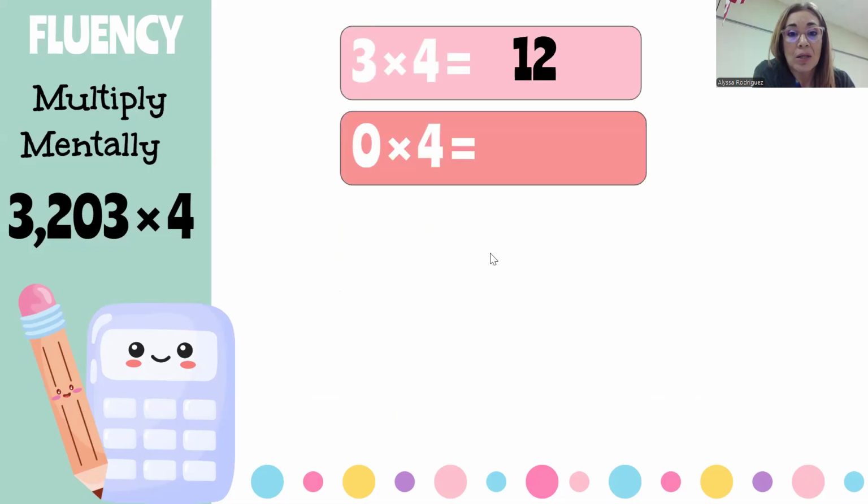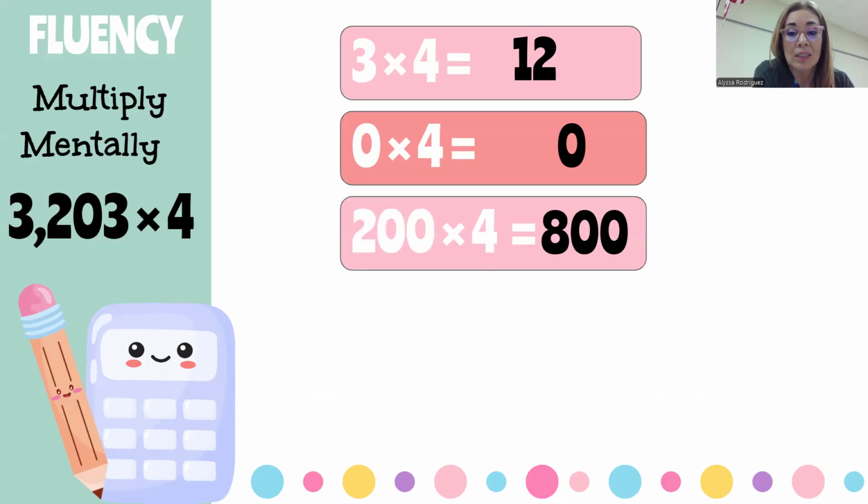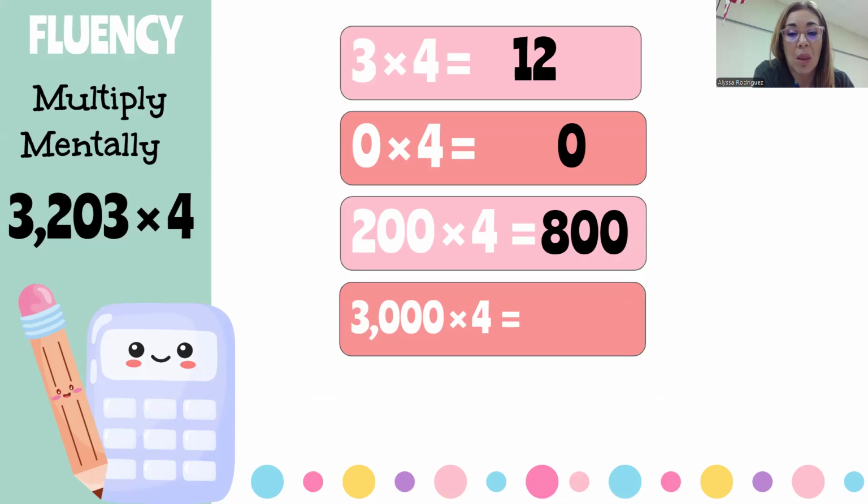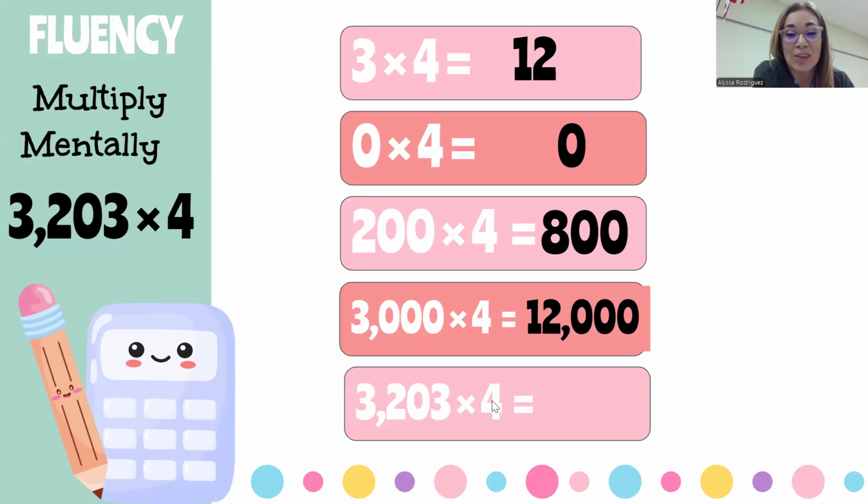3 times 4 is 12. 4 times 0 is 0. 200 times 4 is 800. Sorry guys, I'm tired. 3,000 times 4 is 12,000. And then this one, 4 times 3 is 12. So it should be a 2. 4 times 0 is 0, but we got that 1 from the 12. We bring it down. 4 times 2 is 8. And 4 times 3, we just put the 12 down. There we go. That is the correct answer.